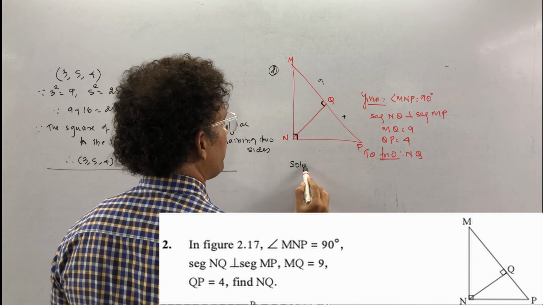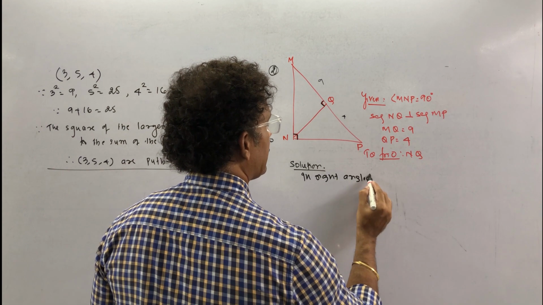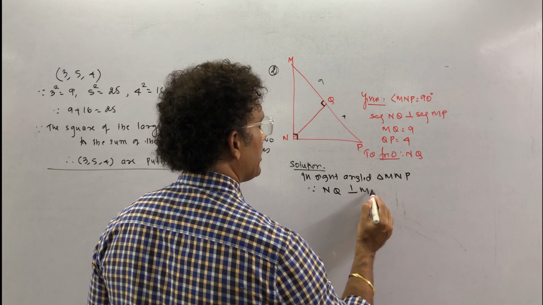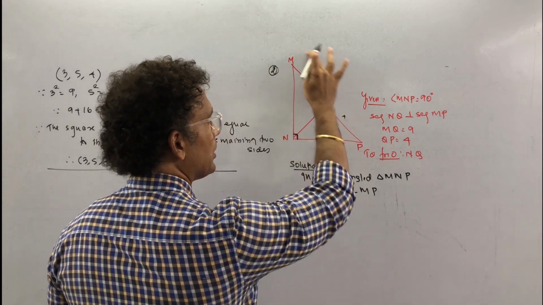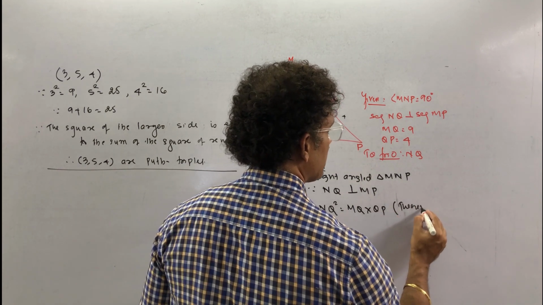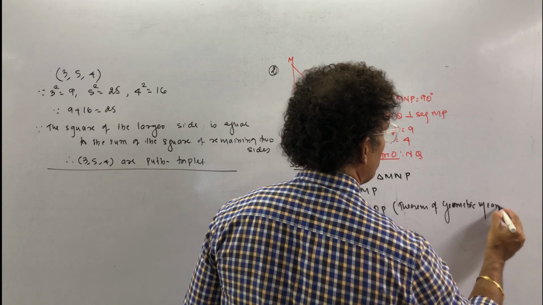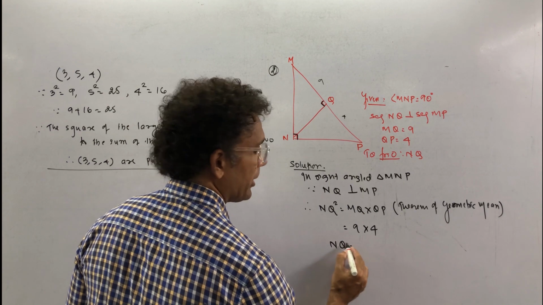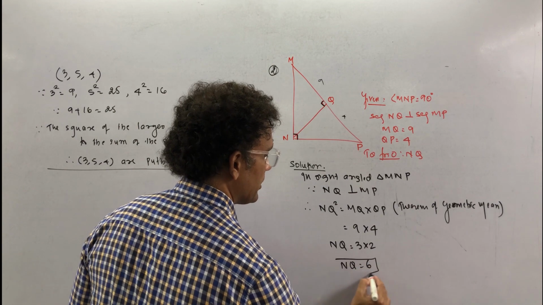So we'll write the solution. यहाँ पे लिखो, in right angle triangle MNP, we say that since NQ is perpendicular to MP, and therefore मैंने प्रॉपर्टी पढ़ा था that NQ square is equal to MQ into QP, and we say this is theorem of geometric mean. हो गया. दिस इज MQ कितना है बच्चा 9, ये कितना है 4. सो दिस इज NQ, मैंने NQ लिखा, स्क्वायर नहीं है, तो इसका हो गया 3 into 2 and finished. You get NQ is equal to 6.